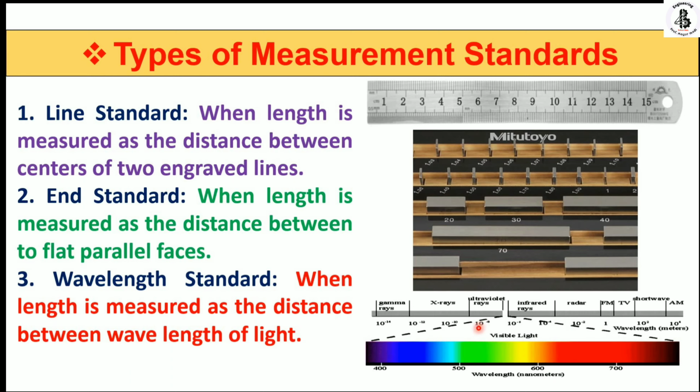If you compare with the meter and yard, generally 1 meter is equal to 1650763.73 wavelengths, and for the yard, that is 0.9144 meter. So you can see the wavelength standard, where length is measured as a distance between the wavelengths of light. The different wavelengths are available here, and according to that, gamma rays, X-rays and ultraviolet rays are differentiated.